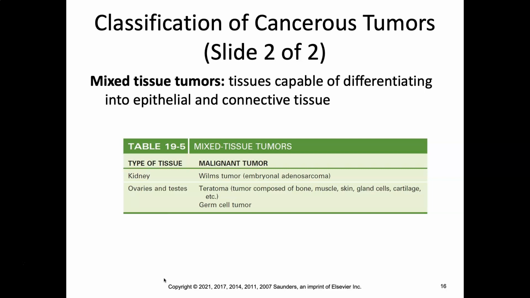Mixed tissue tumors. These are ones that can go in different types of tumors. They aren't just limited to one type of tissue like epithelial or connective. They can play with both. And that makes them harder to treat, as you can imagine, because your treatments are targeted based on the tissue it's in. And if it can go to both, well, that makes it a bit more challenging. Not impossible, just a bit more challenging.